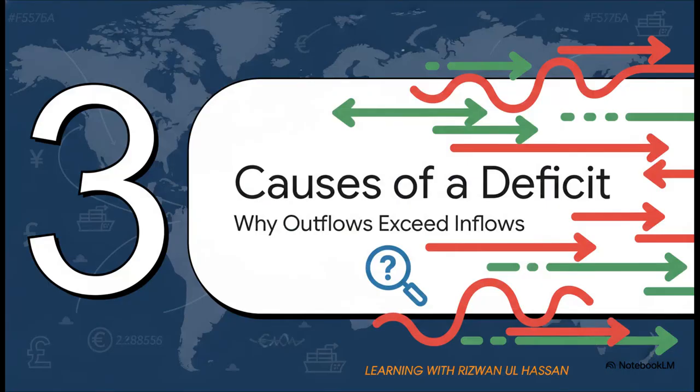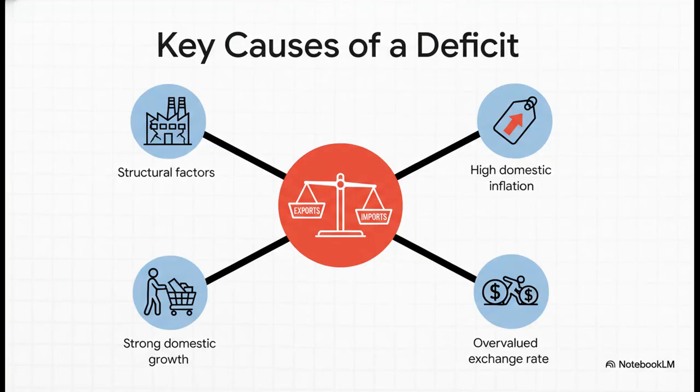So what happens when the money flowing out consistently beats the money flowing in? Well, you get a current account deficit. Let's dig into the main reasons this kind of imbalance happens. A deficit can pop up for a bunch of reasons. Maybe your domestic prices are rising too fast, making your exports too expensive for anyone else to buy. Or your currency could be too strong, which makes imports look like a total bargain. Sometimes it's even a sign of a booming economy.